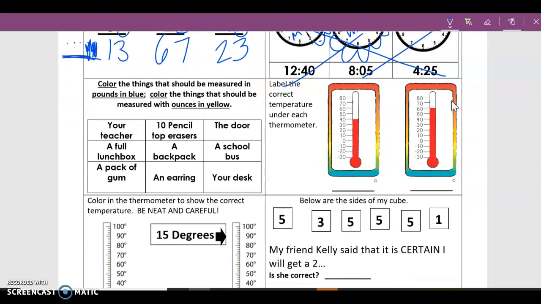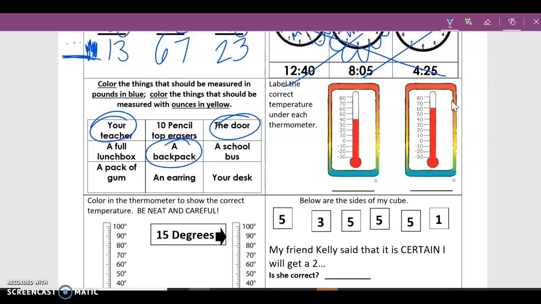Now this one says color the things that should be measured in pounds in blue, color the things that should be measured in ounces in yellow. So if you don't have the colors, you can just show them in different ways. So your teacher would definitely be in blue for pounds. Other things that would be in pounds would be the door. Another thing you would want to weigh in pounds would be a backpack.